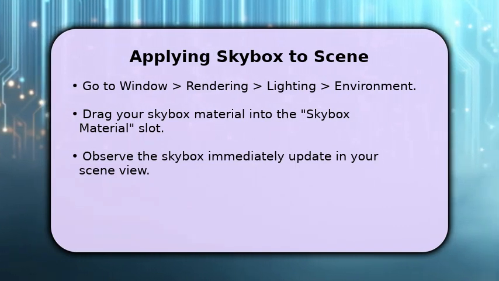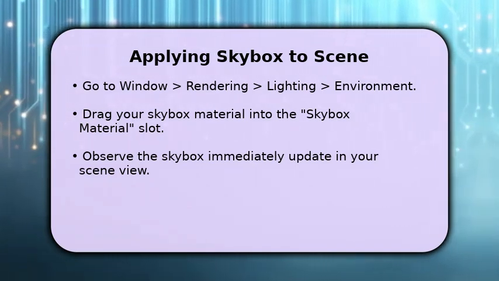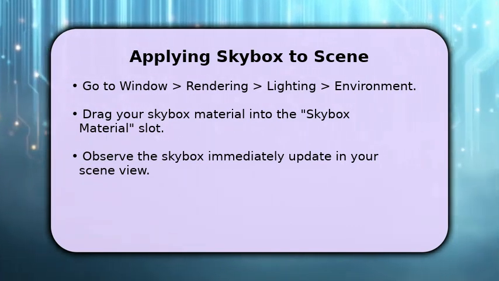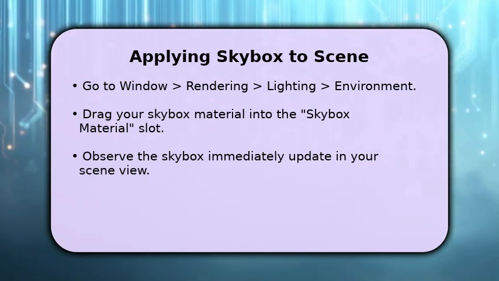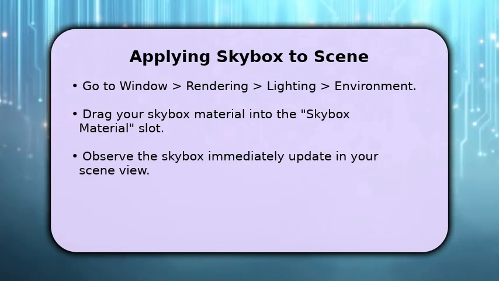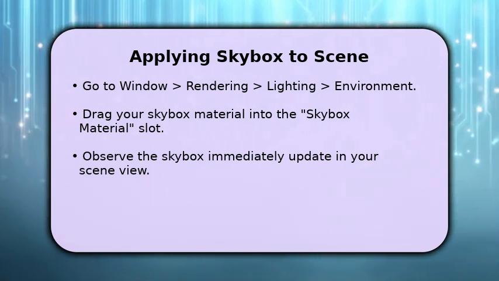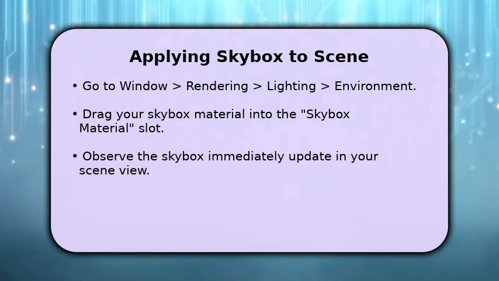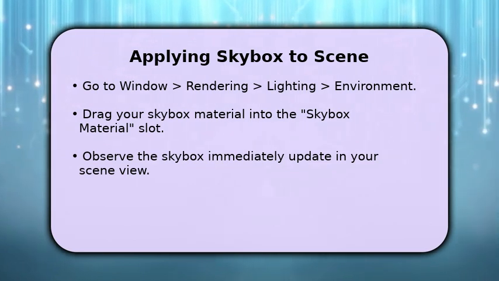Finally, let's apply your new skybox to the scene. Navigate to Window, then Rendering, and select Lighting. In the Lighting window, go to the Environment tab. You'll see a Skybox Material slot. Simply drag your My Skybox material from your project window directly into this slot. Your scene view will instantly update, showcasing your new skybox. You can also adjust the exposure and rotation properties for fine-tuning.